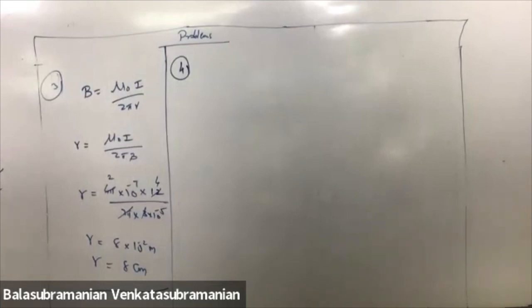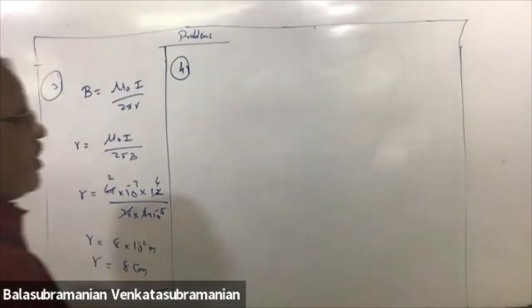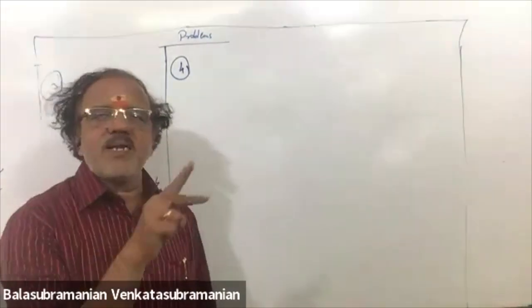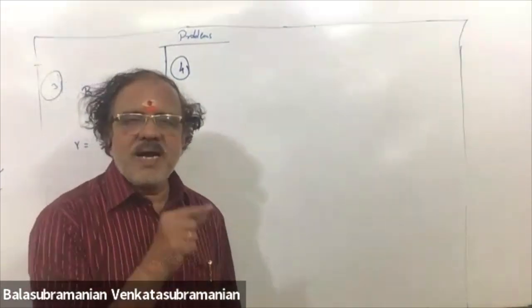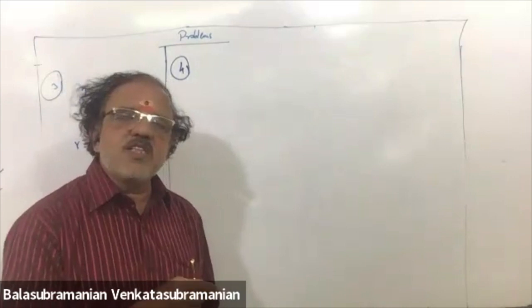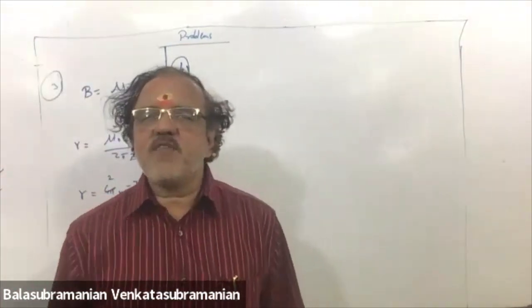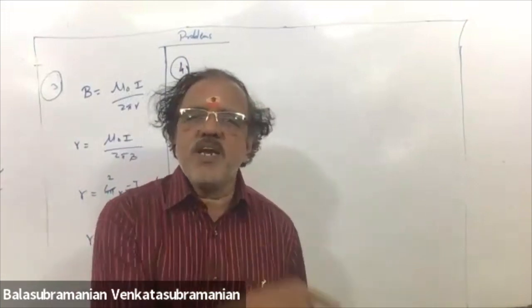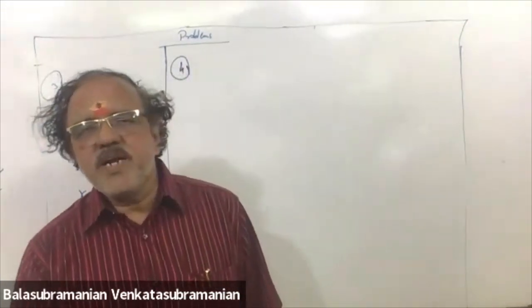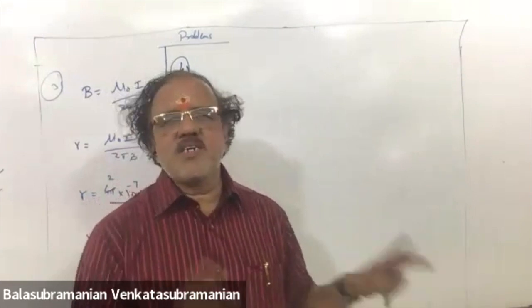Magnetic field given, current given, distance given. Actually, the wire is placed perpendicular to the magnetic field. So the magnetic field you have to calculate using the basic formula. Another one is a perpendicular magnetic field given. So B1 you have to calculate, B2 given, calculate the result.